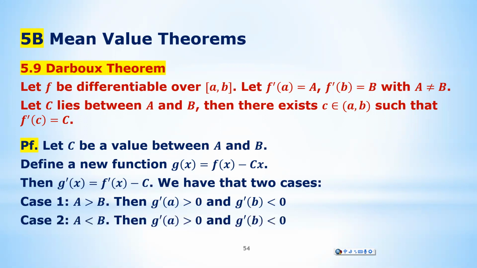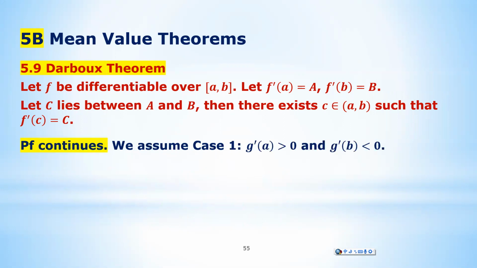Case two is when f prime a is less than f prime b. Sorry, I have a typo here, I should switch the sign. When I typed this, I forgot to do that. But in case two, they're basically the opposite case, somehow similar to case one. So I only want to look at case one. So let's assume case one: g prime a is greater than 0, and g prime b is less than 0.